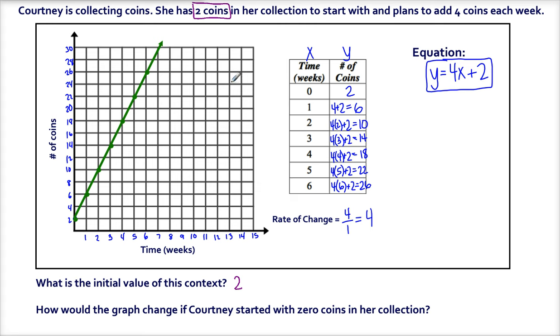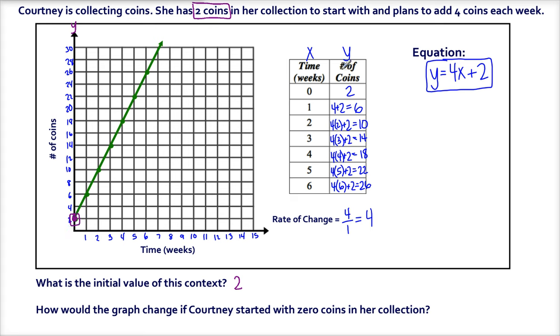On my graph, the initial value can be found where my line crosses the y-axis. So follow the y-axis down until you see where the line crosses it. It looks like it's right there. So this is where my line starts, or where it begins. So it begins at 2. So 2, once again, is the initial value.